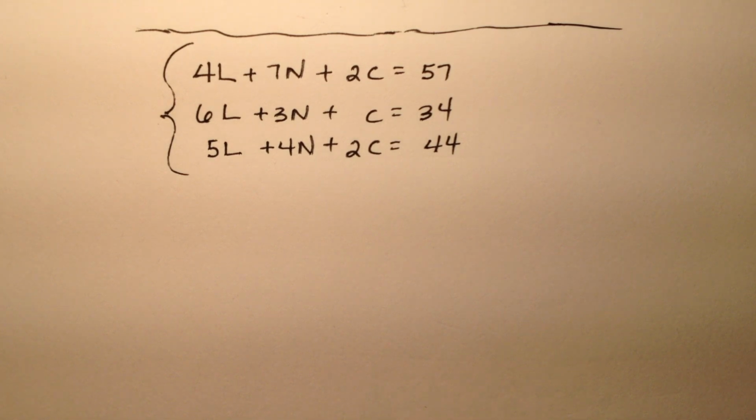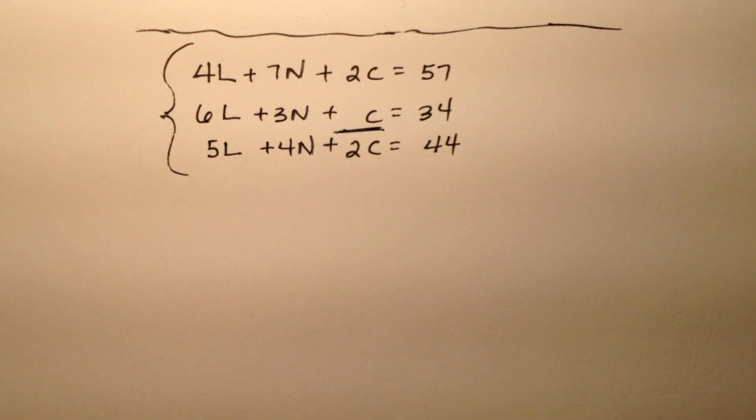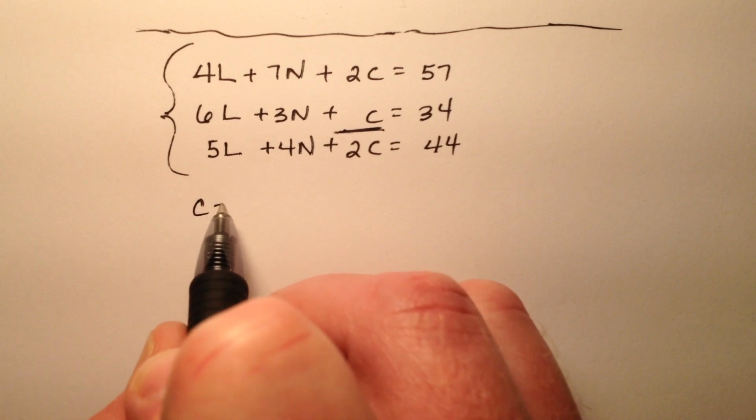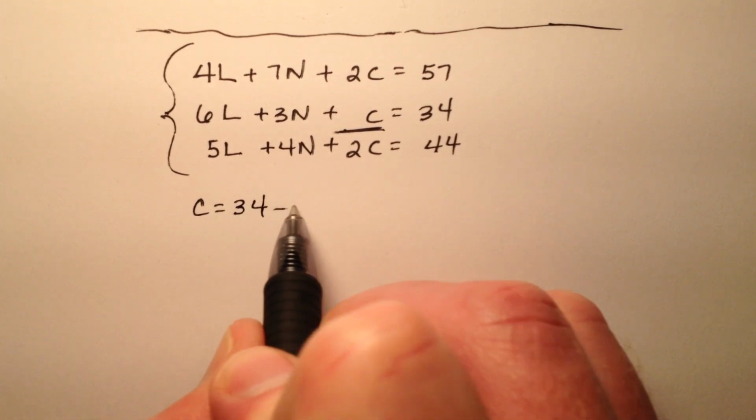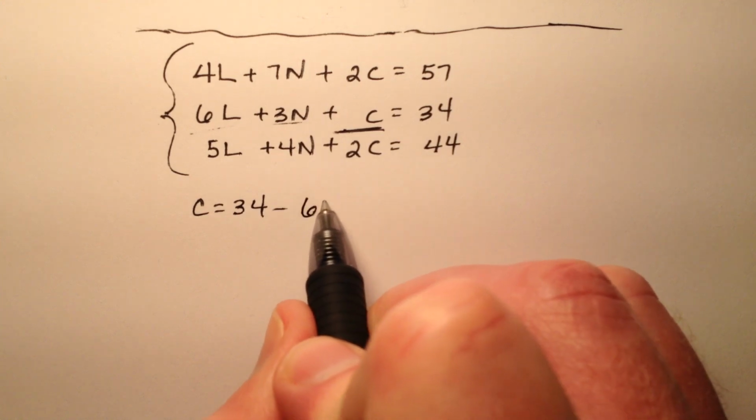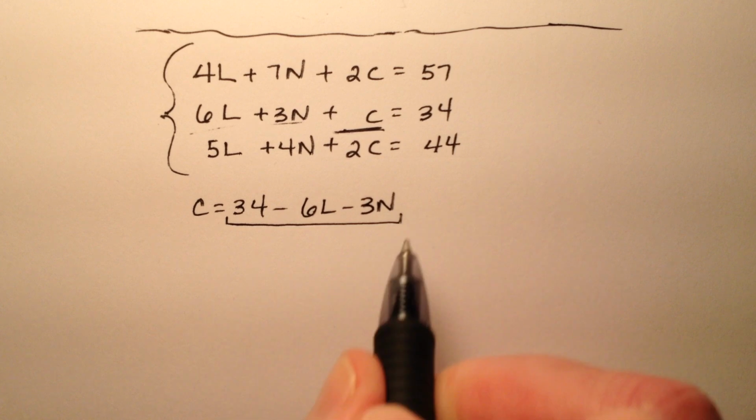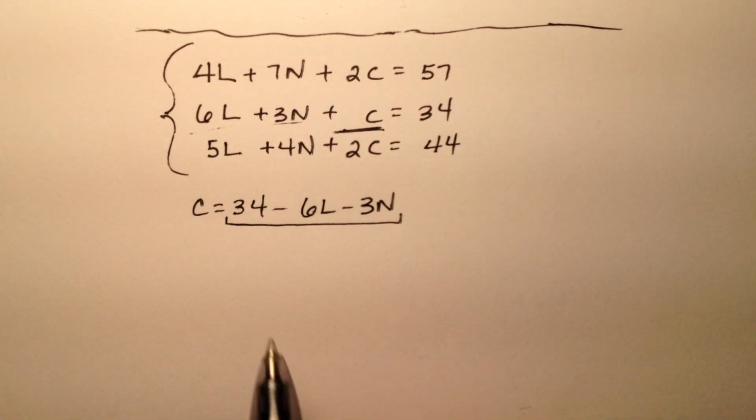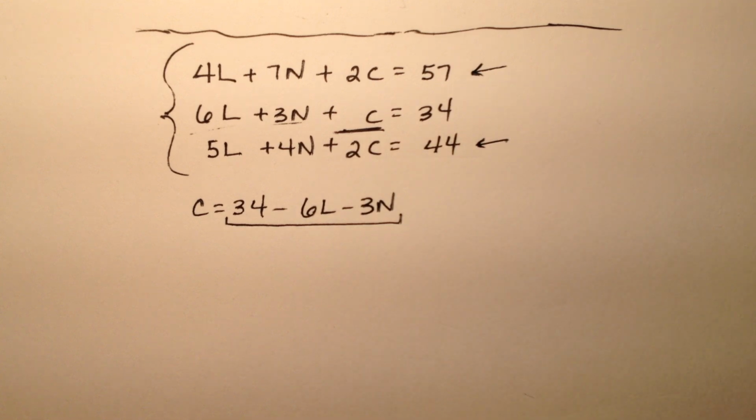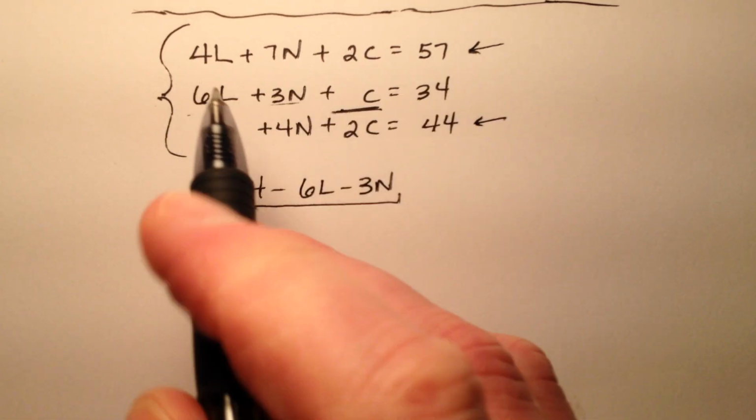It looks like this C in the second equation will be easy to isolate. So let's use substitution as our first step. So C equals 34 minus, and I'll push these other 2 variables over the right side, minus 6L minus 3N. So I have this expression that's equivalent to C. So I'm going to plug it into the first and the third equations, and then simplify and see what we have. So let's go ahead and work that first equation.